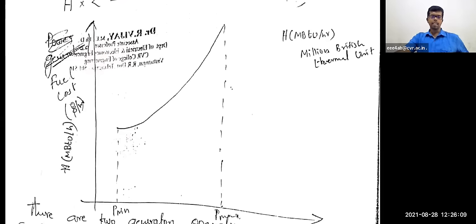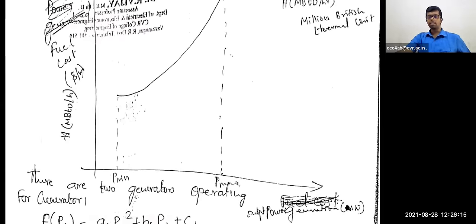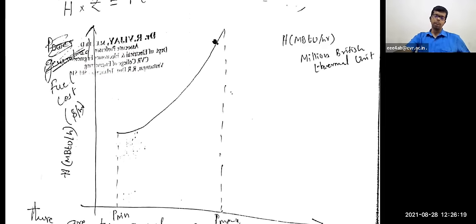Then fuel cost is nothing but rupees per hour. This is this axis. In this axis, output power generation, that is in megawatt. So we have to draw the linear curve, with respect to a change in the heat or change in the fuel cost. Automatically the power generation also is linearly increasing to the maximum.